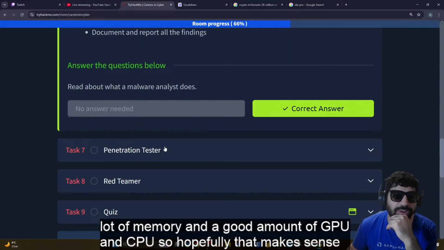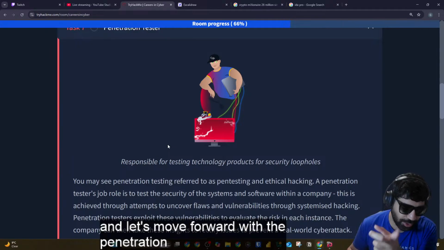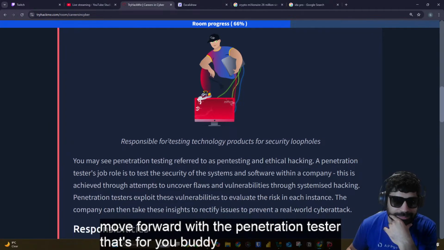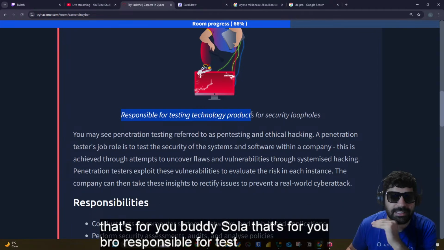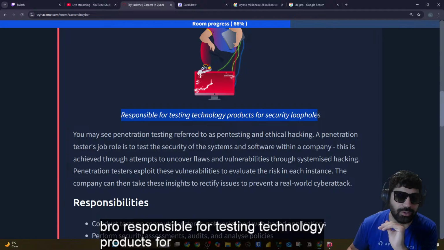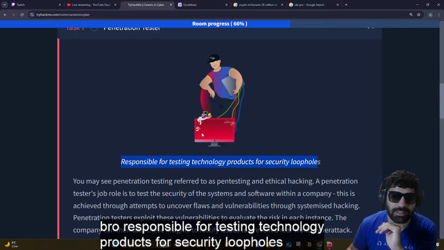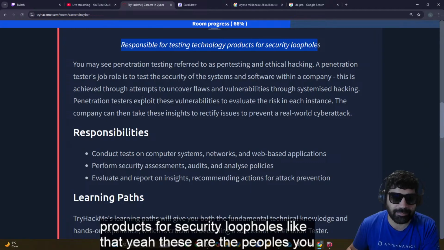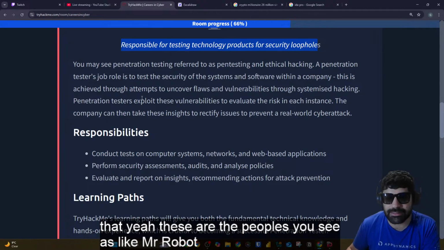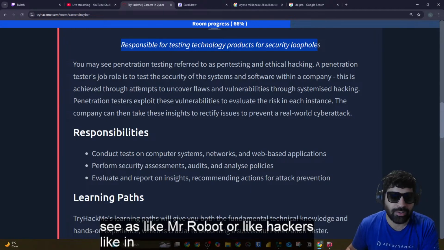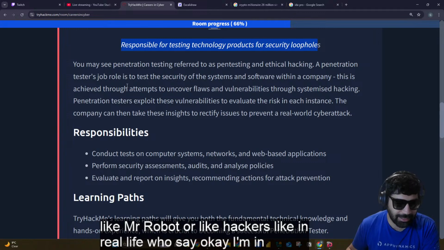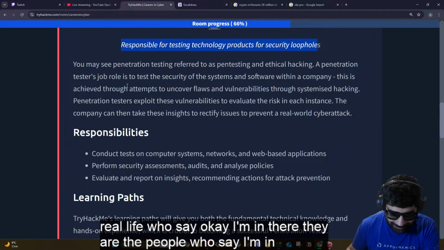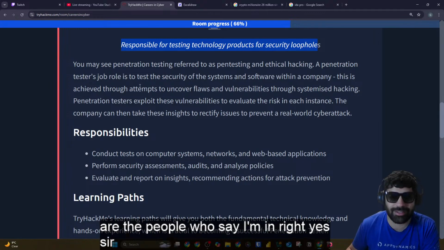And let's move forward with the penetration tester. That's for you, buddy. Sola, that's for you, bro. Responsible for testing technology products for security loopholes. I like that. These are the people you see as Mr. Robot or hackers in real life, who say, okay, I'm in. They are the people who say I'm in. Yes, sir. Hell yeah, bro.